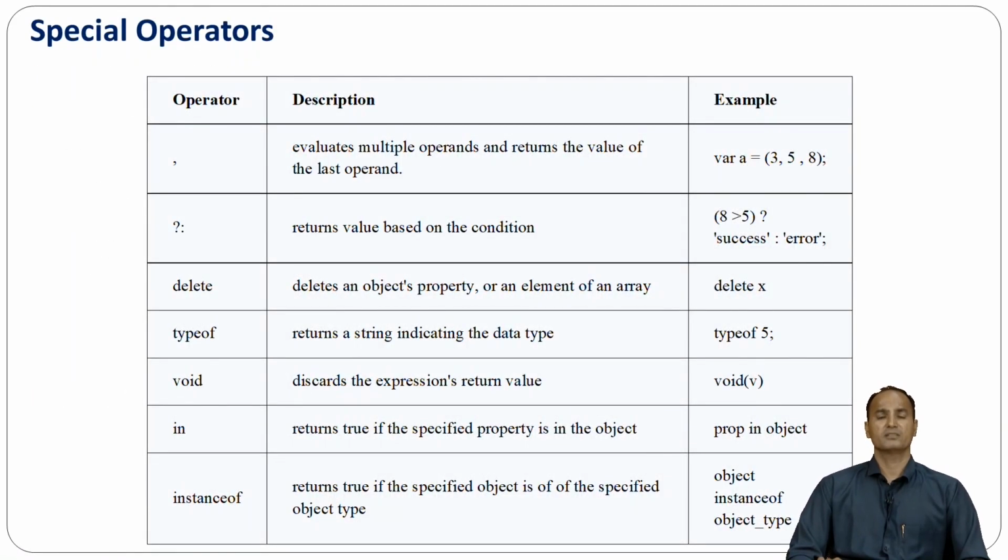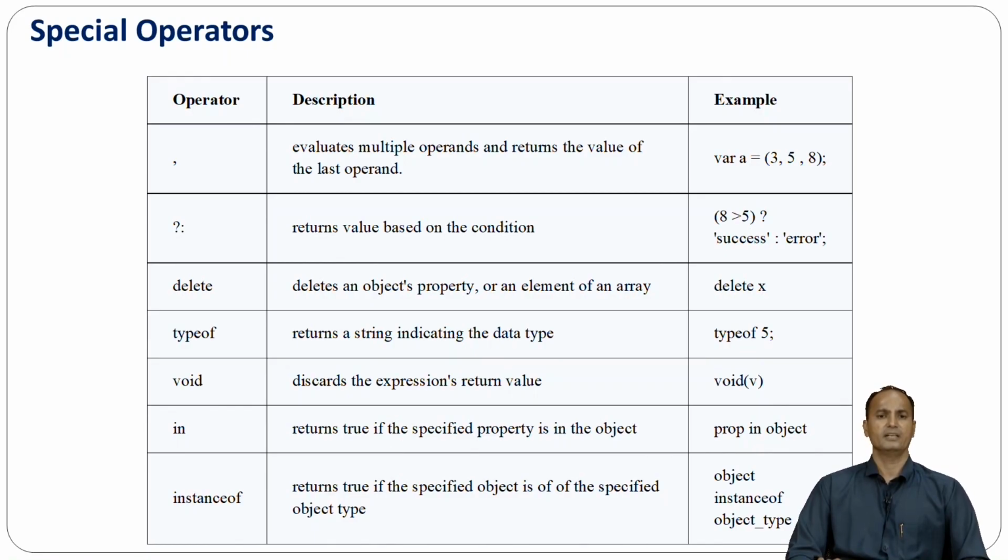Certain special operators are supported in JavaScript. The comma operator evaluates multiple operands and returns the value of the last operand. For example, variable a is equal to 358. The ternary operator, known as question mark and colon, returns a value based on the condition. So if 8 is greater than 5, then success, otherwise fail. That means 8 greater than 5, then true, else false. Likewise, it's a ternary operator.